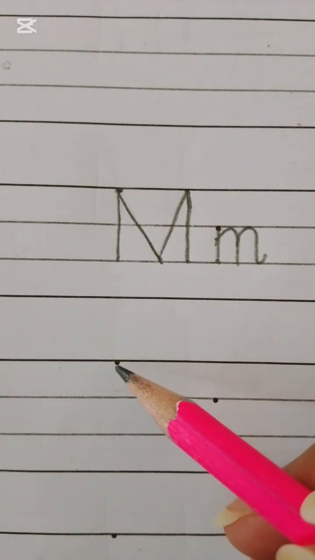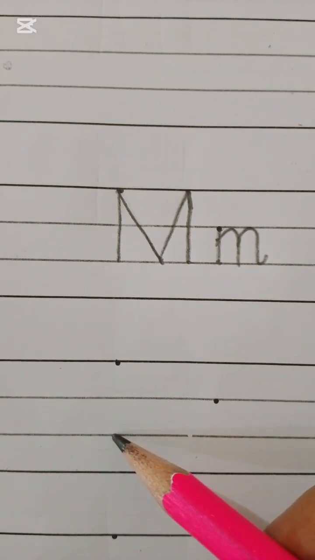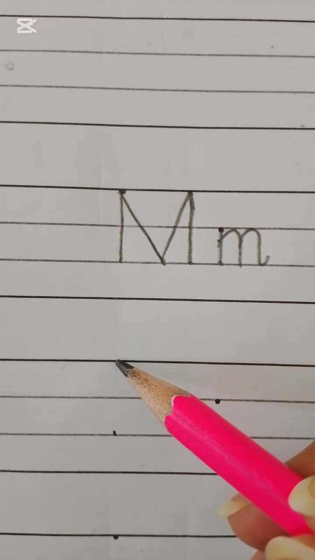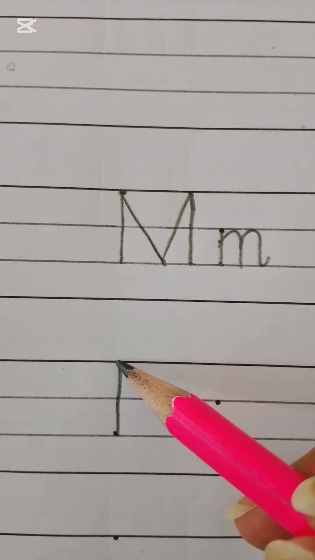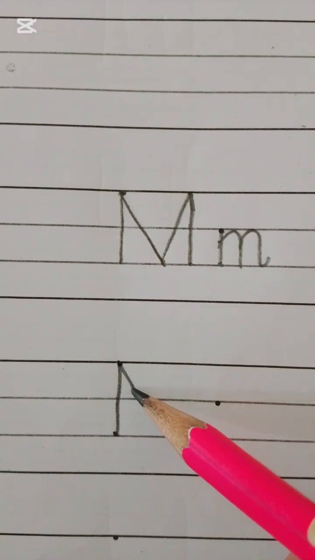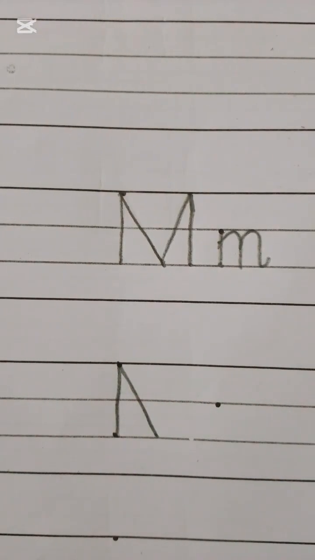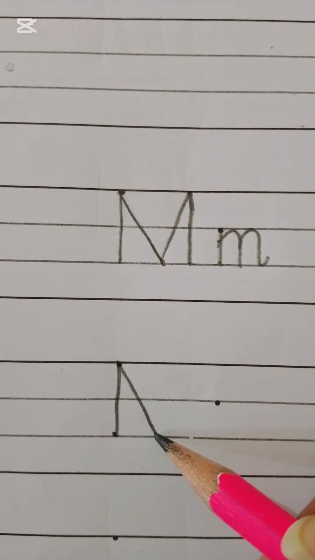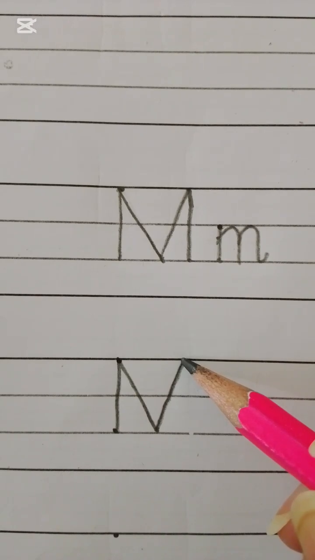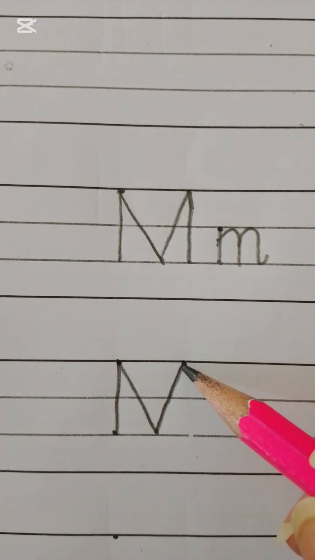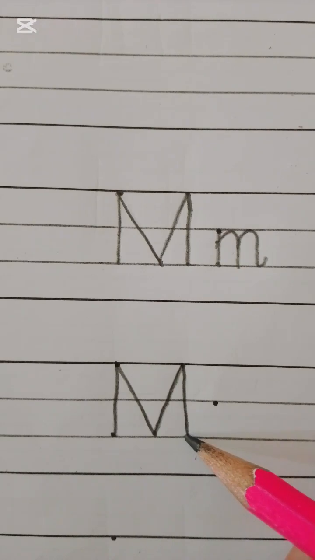How to write capital M and small m? This is a very easy way. Put a dot here and again put a dot here on the bottom line. Start from here, make a standing line to the bottom, and from the top make a slanting line down. It's a middle of the line, and again make a slanting line up to the top, and from the top make again standing line down. This is capital M.